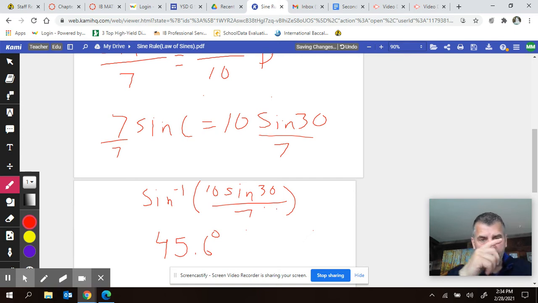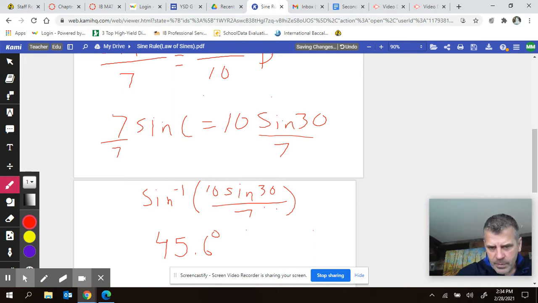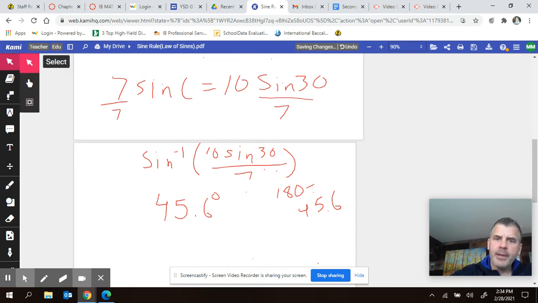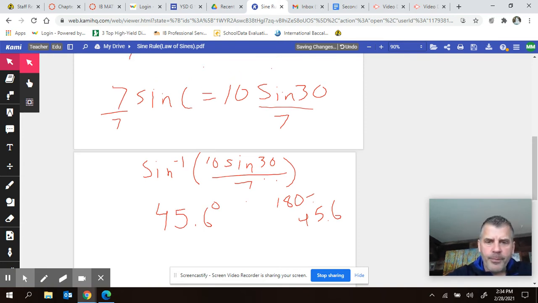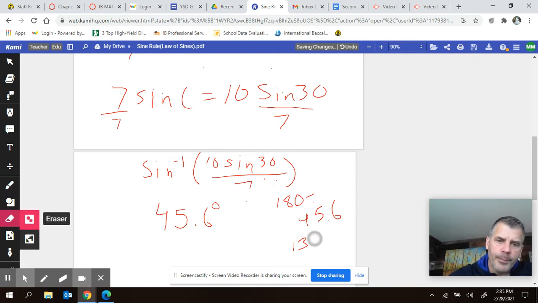And so really what this is saying is that if you now take this 45.6 degrees, you take 45.6 degrees away from 180, it also works and checks out. And so I'll show you that here in a second. If we go 180 and we subtract off 45.6 degrees, we get 134.4. Okay, and so I'm going to show you how this would also work within the law of sines of having 134.4.